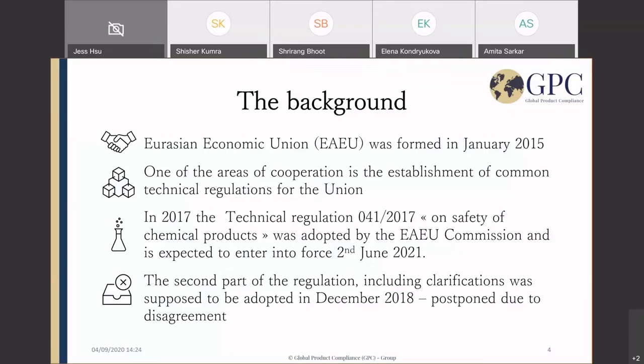And there's also a second part of the regulation that was supposed to be adopted in December 2018 that would include more clarifications on different parts of this regulation, the first document that has been published. However, this has been postponed due to the disagreement between the different member countries in the EU.